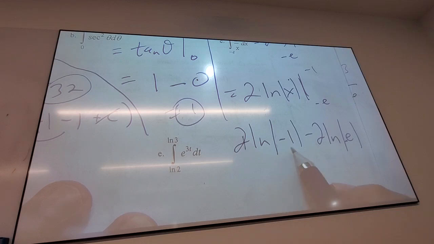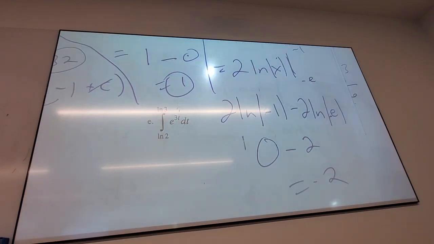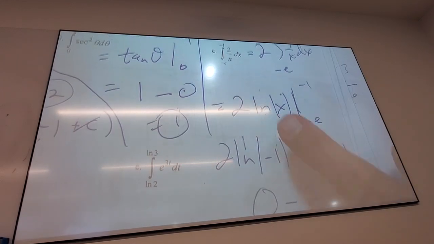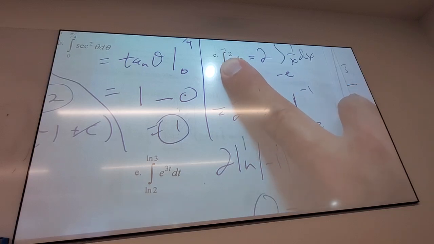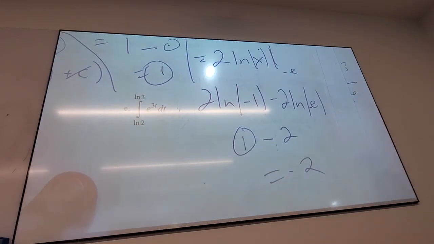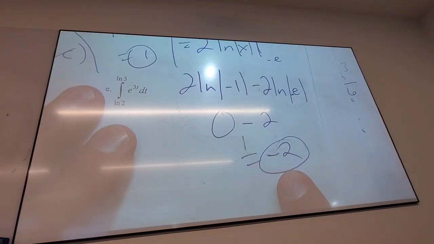What's the natural log of 1? 0. And what's the natural log of e? 1. So I get negative 2. Very quickly, by the way, what does this symbol mean most basically? Not antiderivative. What's this symbol mean? Sum. Good, but what's it get me? Area. What answer do we get? Area can be negative. Thank you.